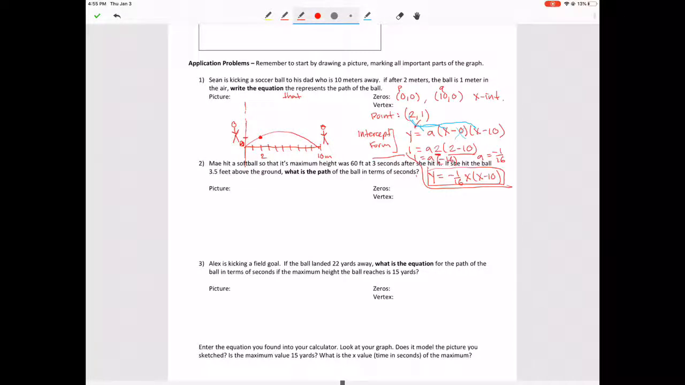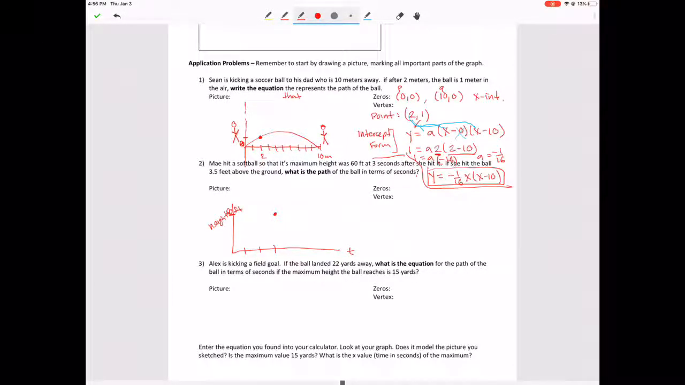May hits the softball so that its maximum height is 60 feet at 3 seconds. So we're going to have some sort of graph here. This is going to be time, and this is going to be height. And it says after 3 seconds, 1, 2, 3, the ball is at 60 feet. So we'll just mark a point here. This is 60. So we have the ball right here, 3 seconds at 60 feet.